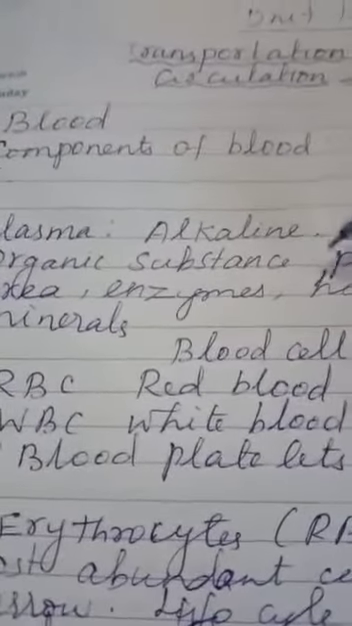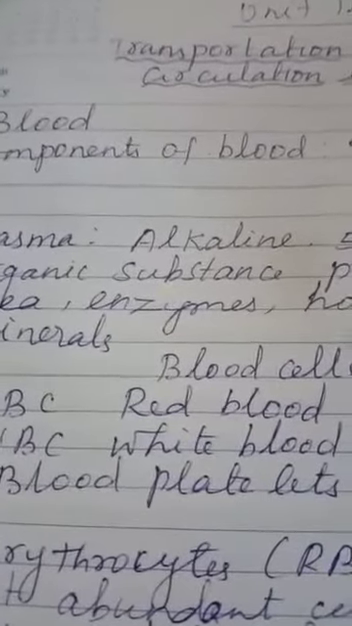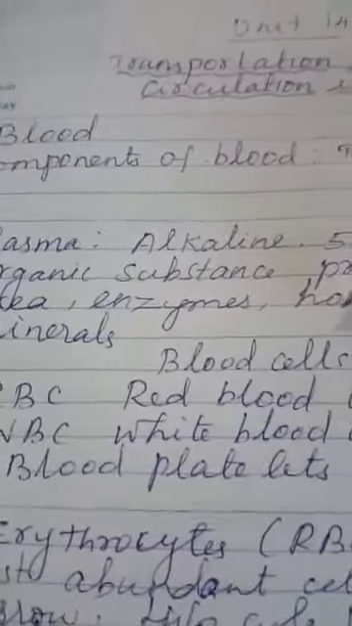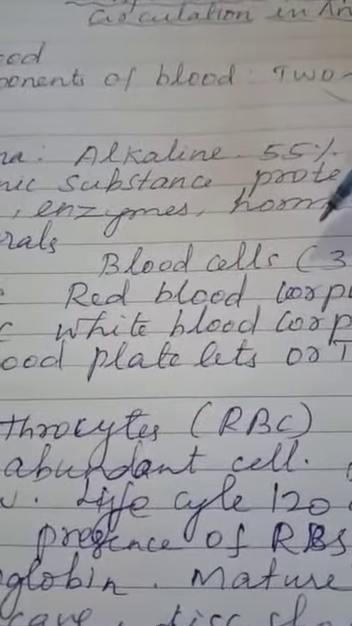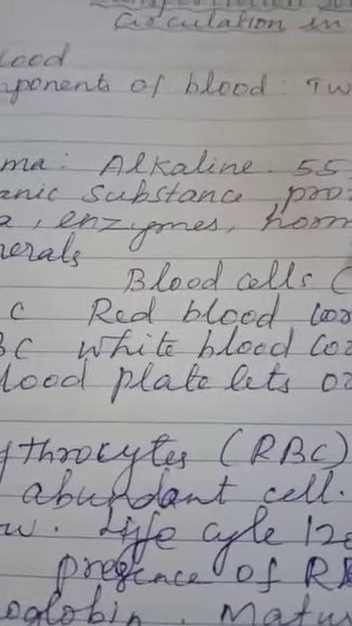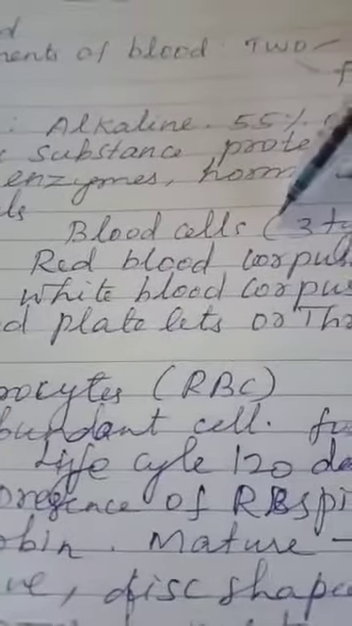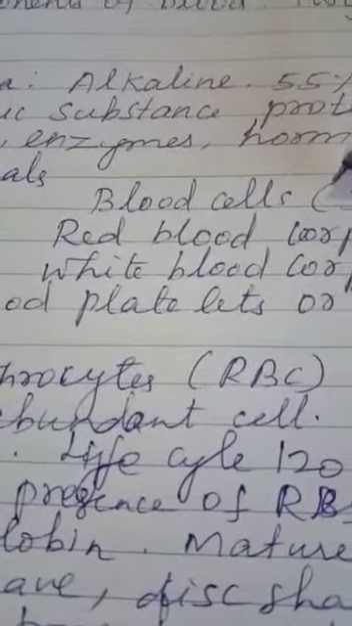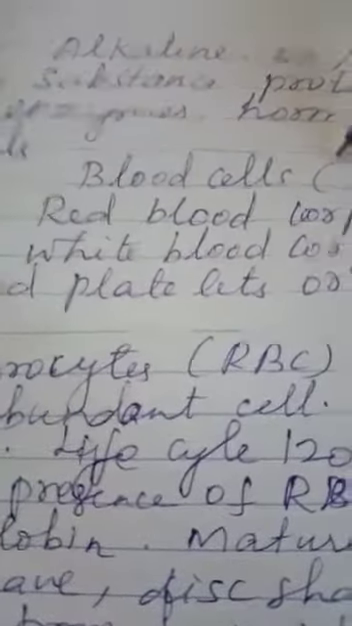Then the second one is blood cells. These are the formed elements of blood, also known as blood cells or corpuscles. They are of three types: red blood cells, white blood cells, and platelets.